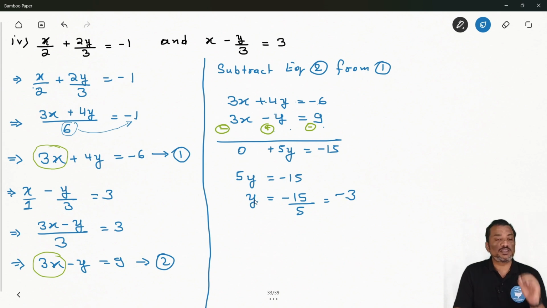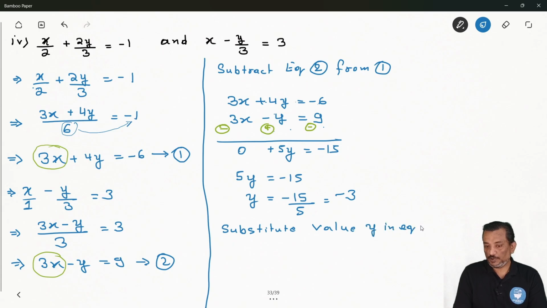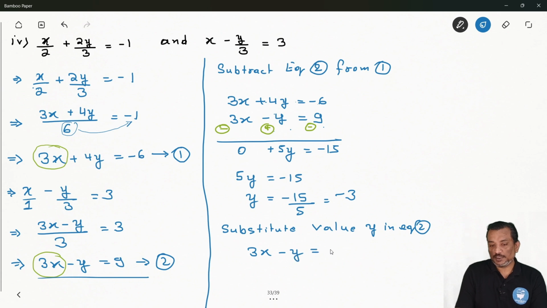आप y के वैल्यू को किसी भी इक्वेशन में सब्स्टिट्यूट कर दो. So let me say substitute the value of y in equation 2. ठीक है? So what you have in equation 2? This is your equation 2. So you can say 3x minus y is equal to 9. Okay. So you can say 3x minus of minus 3 is equal to 9. So you will get 3x plus 3 is equal to 9.